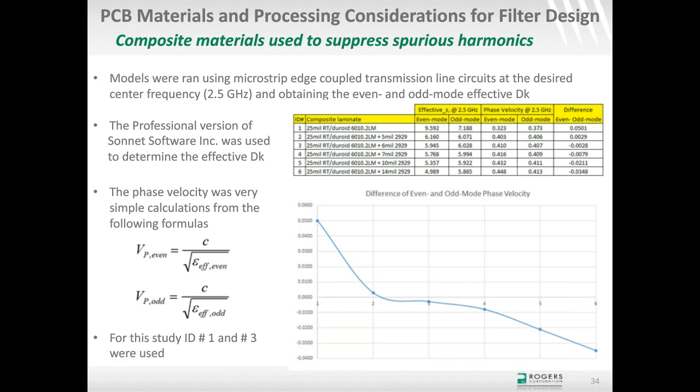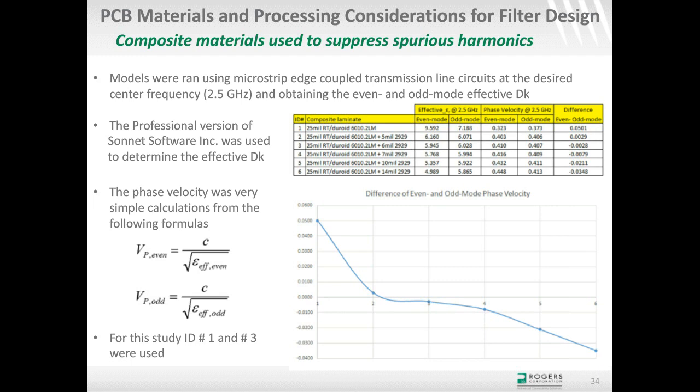But I decided to go with ID3 because I know the 6 mil 2929 bond ply will actually reduce in thickness slightly during the lamination. And now I know it's going to end up being a little bit less than 6. And if you look on that chart there, if I go from 6 down to 5, that's going in the right direction. That's getting closer to 0, or the 0 difference between even and odd mode phase velocity.